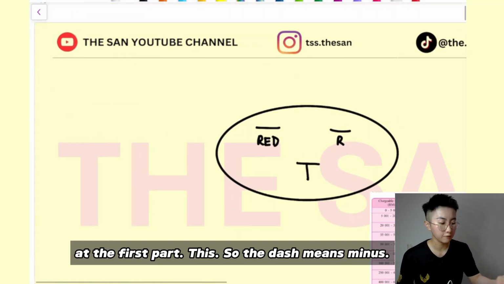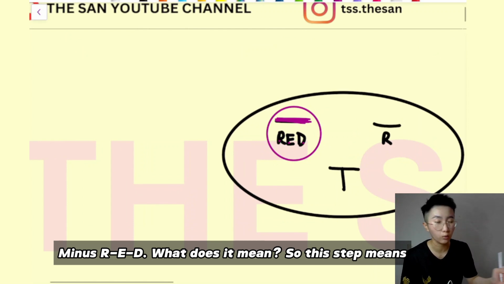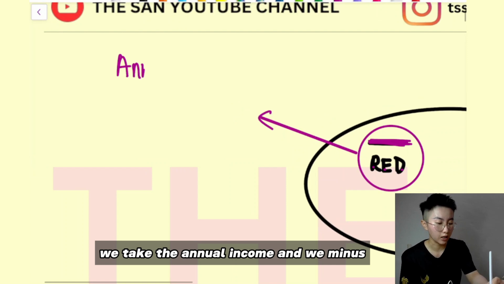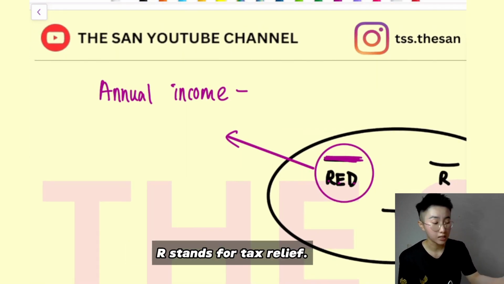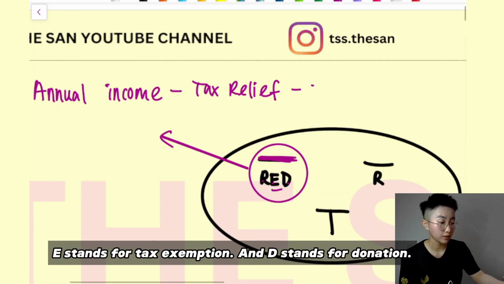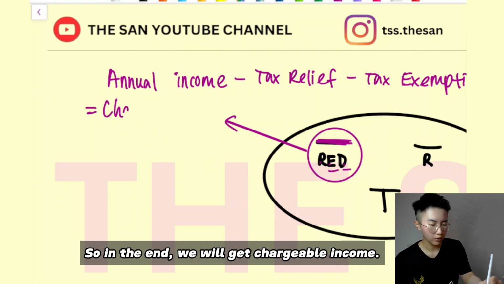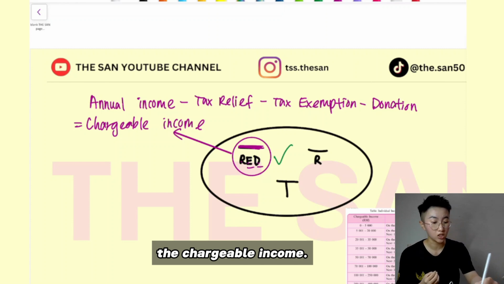Let's look at the first part. The dash means minus. Minus RED, what does it mean? This step means we take the annual income and minus RED from it. R stands for tax relief, E stands for tax exemption, and D stands for donation. In the end, we will get the chargeable income. So the first step helps us get the chargeable income.